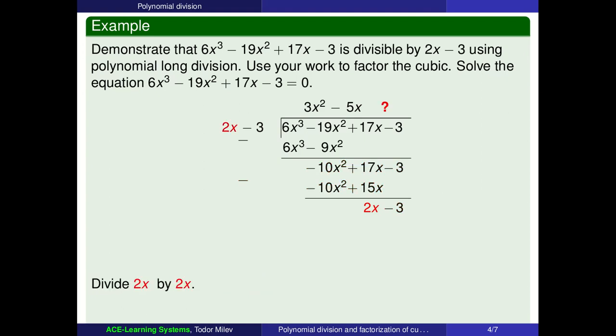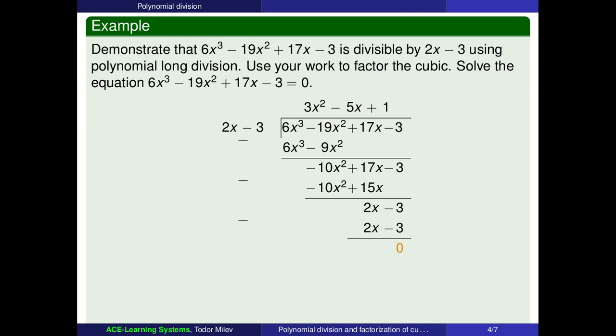Again, we identify the highest order term, that is 2x, divided by the highest order term in the divisor, 2x, to get 1. Finally, we multiply 1 by 2x minus 3 to get 2x minus 3. We subtract the two polynomials to get 0. 0 is of degree smaller than the degree of the divisor, so our division terminates here.